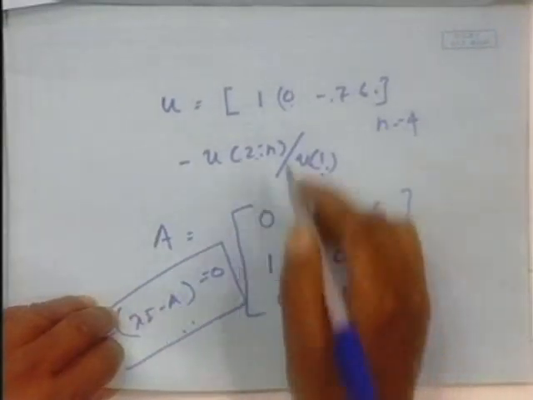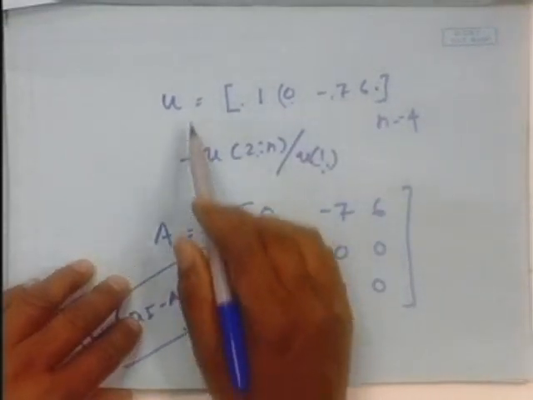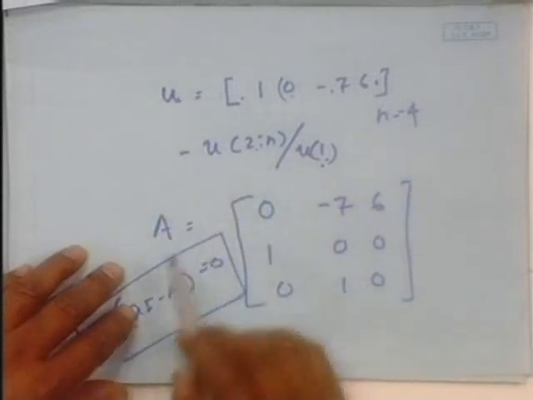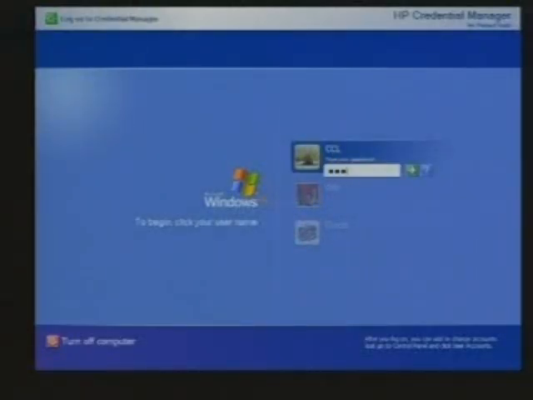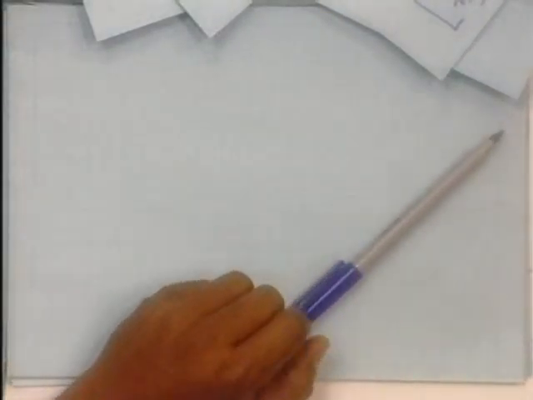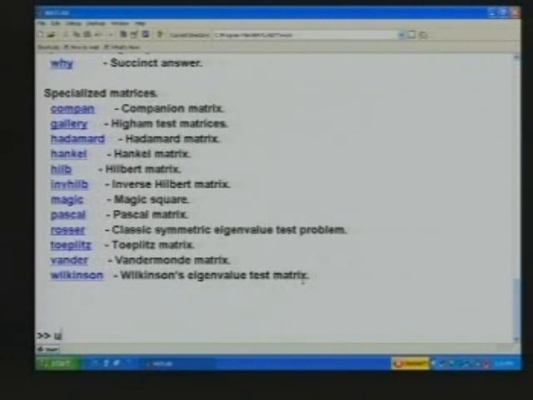Let us find a polynomial whose roots are these, then find the corresponding companion matrix and see the roots of that polynomial and the eigenvalues of the companion matrix. Let us see that. So, look at the screen. Let us take a polynomial. Just now we have taken u, let us say u is equal to 1, 0, minus 7 and 6.